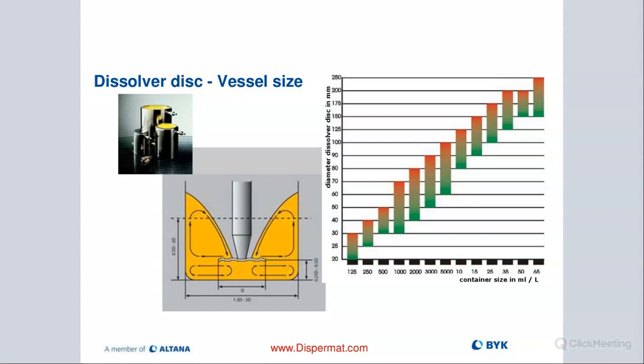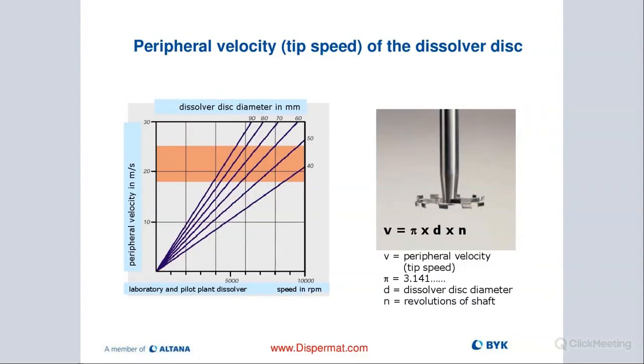And then you should have a fully pre-dispersed material that is then ready to be milled with one of the different medium mills. So this is a good formula. It's the tip speed formula. So here basically you have your RPMs. You multiply that by pi times the diameter of your dispersing or Cowles blade.